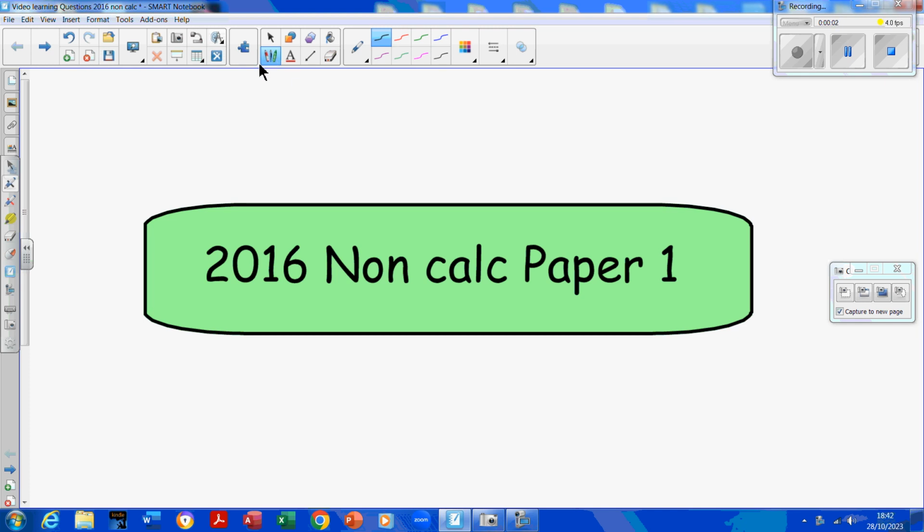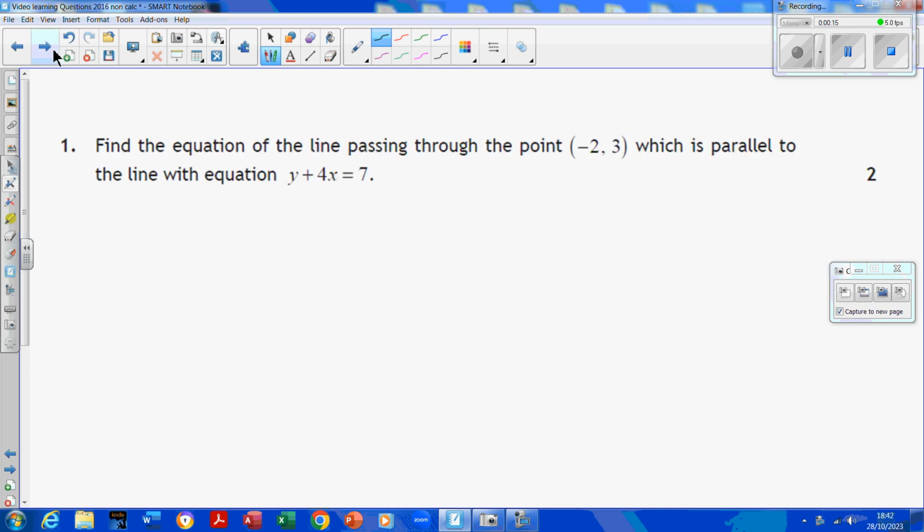We're going to look at some of the 2016 non-calculator paper questions. I want you to go over them, listen to them, and then see if you can do them on your own. And we'll do this in wee groups of different questions. So question number 1 for 2 marks. It should be easy. It's the start of a paper.